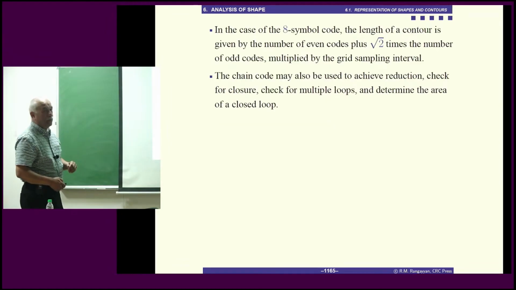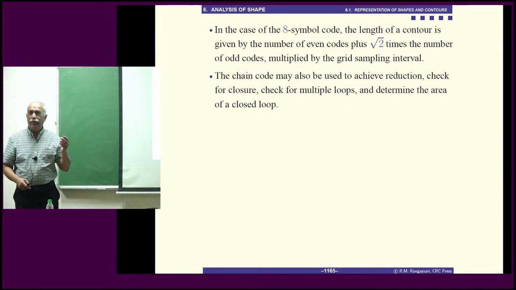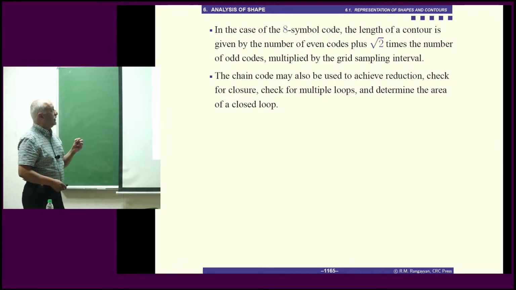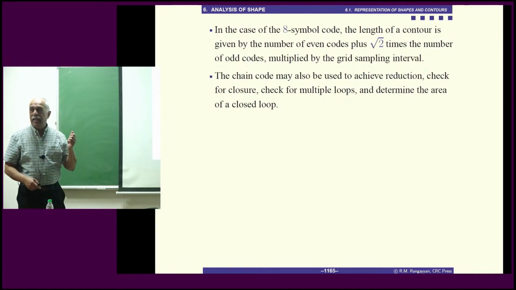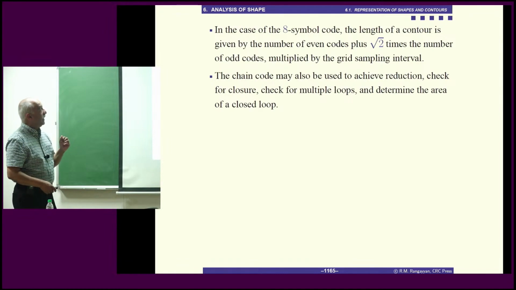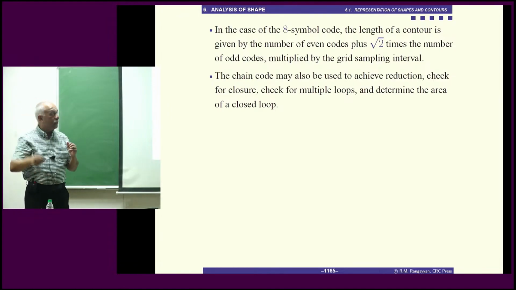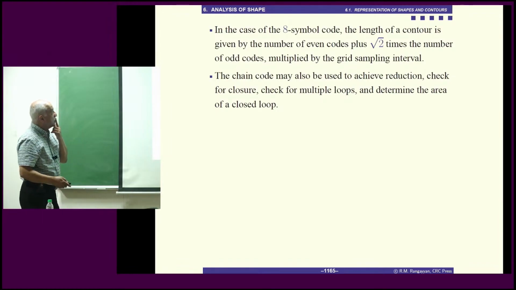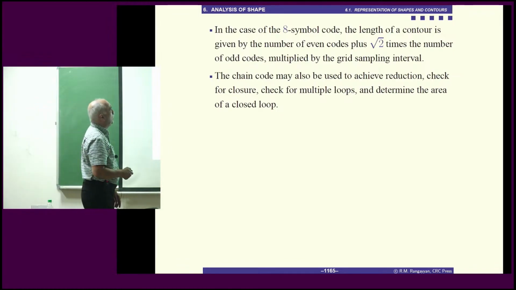The length of the contour, the perimeter, may be computed by taking the number of codes and multiplying by the step size in the first case. In the second case, for the odd codes, you need root 2 because you're making a diagonal step. There are a few other properties. You can achieve reduction, check for closure, check for multiple loops, and so on.